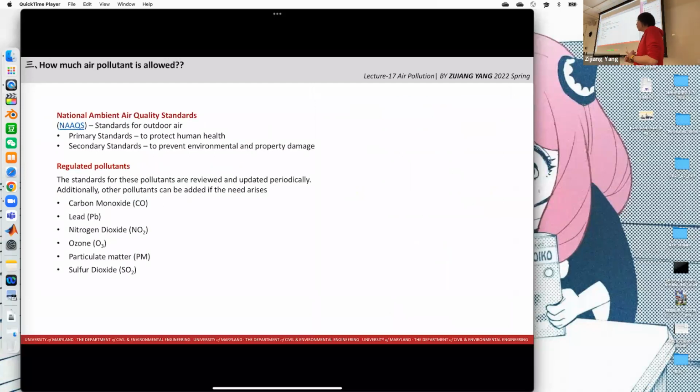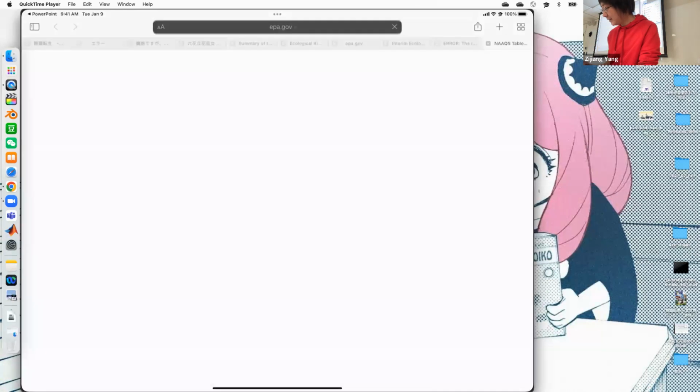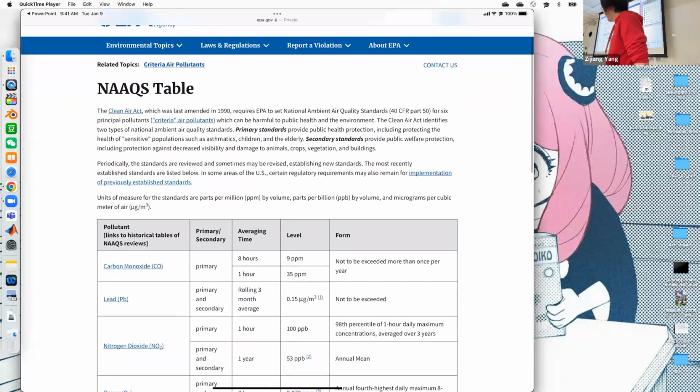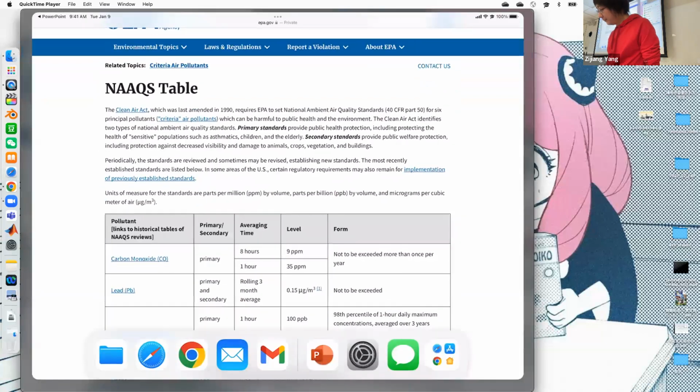In terms of standards, I think the most commonly used one is the National Ambient Air Quality Standard. I think this link should work. So this is a table of the National Ambient Air Quality Standards. Basically, this is for outdoors.